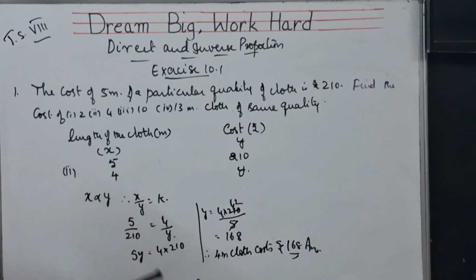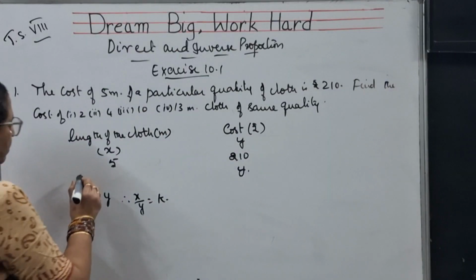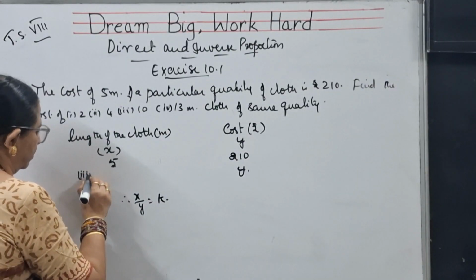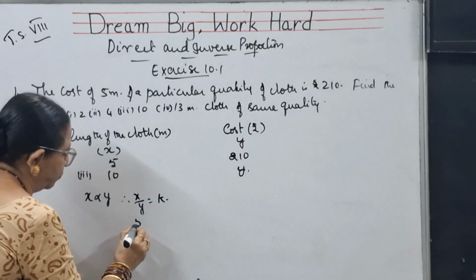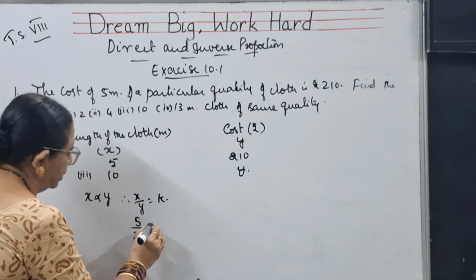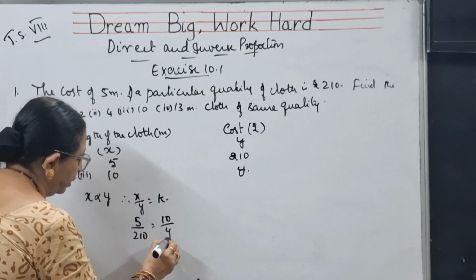So the same procedure we will use, children. Here instead of 2, I have taken 4. 5 by 210 is equal to 4 by y. So 5y is 4 into 210. Y is equal to 168. Please note it down. This is the second bit. Third bit is 10 meters of cloth is how much? So x by y is constant. 5 by 210 is equal to 10 by y.